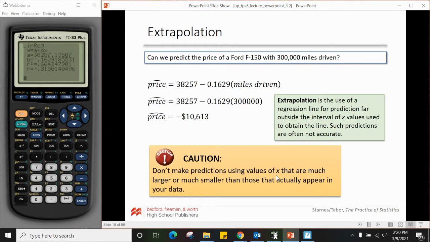So in this case, if the problem asks, can we predict the price of a Ford F-150 with 300,000 miles on it? I wouldn't even do the calculations. I would just say, no, I cannot do this. This is extrapolation. That 300,000 miles is not within the range of X values for this linear regression. And like this caution says, it could be extreme to the positive, so greater than, or it could be less than those values too.